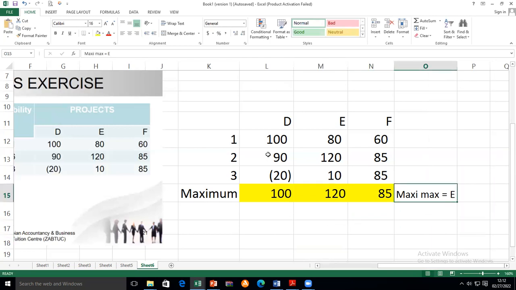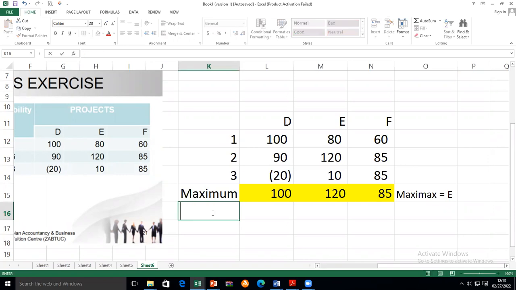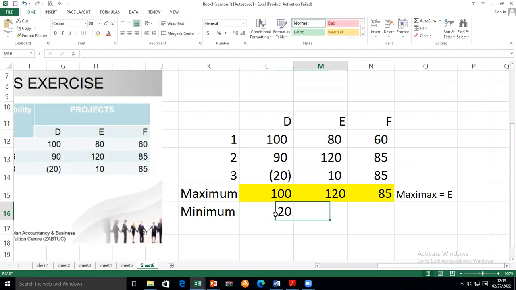So if you use the max criterion, that's what you're going to do. E has got the highest result. So a person who is optimistic or a risk taker, that's what they'll use. What of those who are pessimistic, those who go by what's the worst? What's the worst?